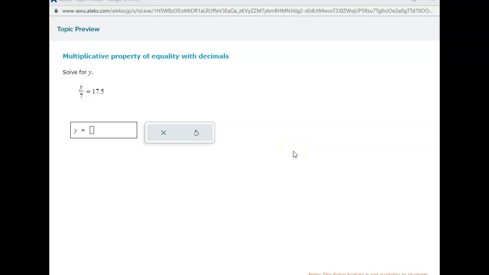This is a quick little review on multiplicative property of equality with decimals. So let's go ahead and get started. I'm going to rewrite our equation. We have y divided by 7 equals 17.5. We always have to do opposite operations.